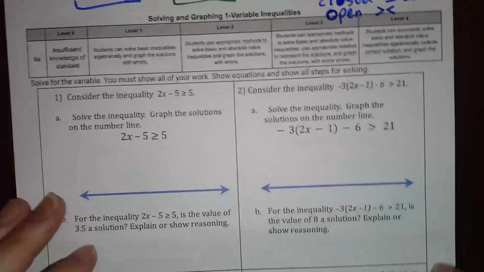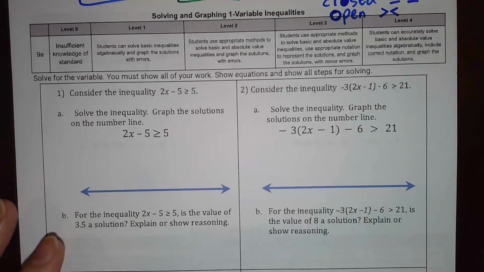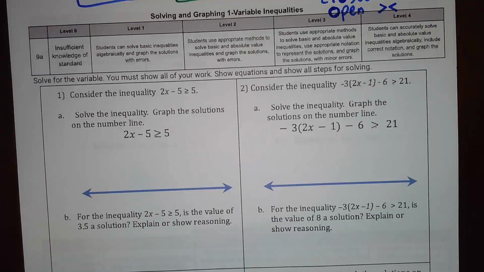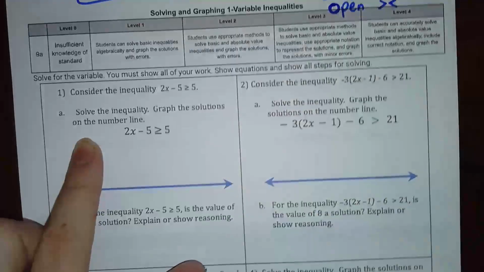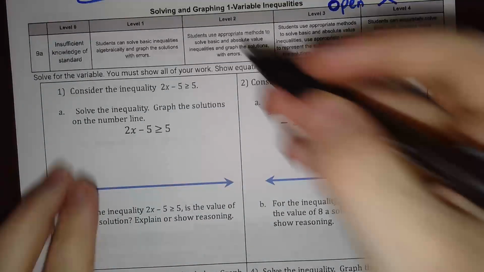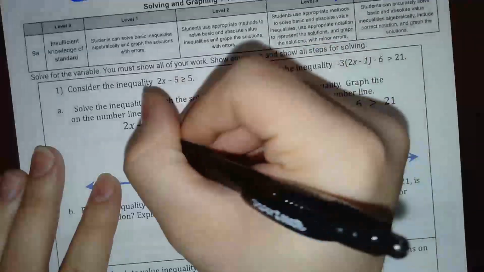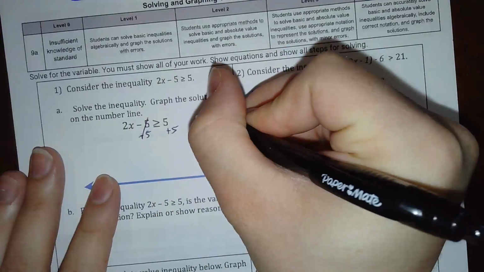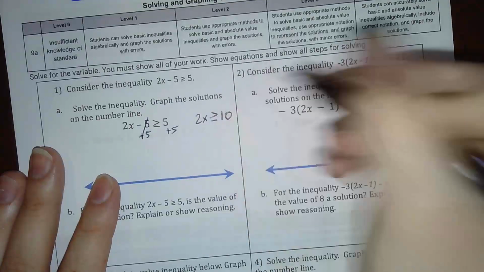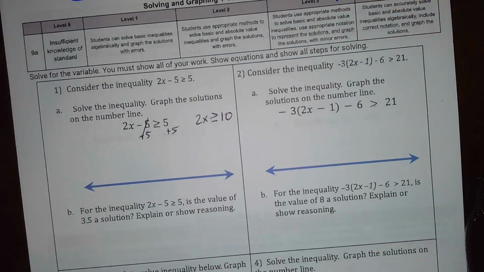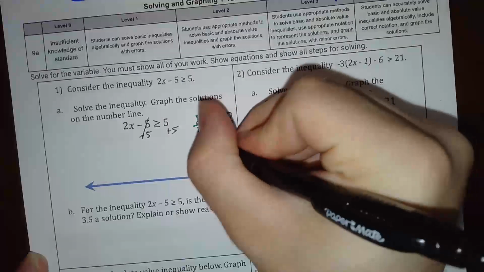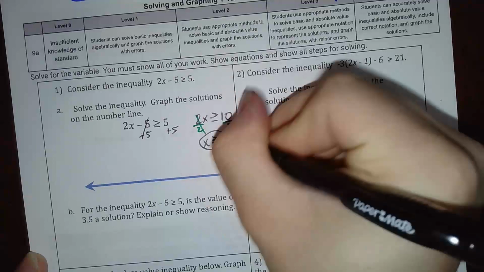So this is standard 9A, solving and graphing one variable inequalities. Number 1, consider the inequality 2x minus 5 is greater than or equal to 5. Solve the inequality, graph the solutions on a number line. So for problem number 1, we're going to add 5. That gives us 2x is greater than or equal to 10. After that, we're going to divide by 2. Dividing by 2 gives us x is greater than or equal to 5.